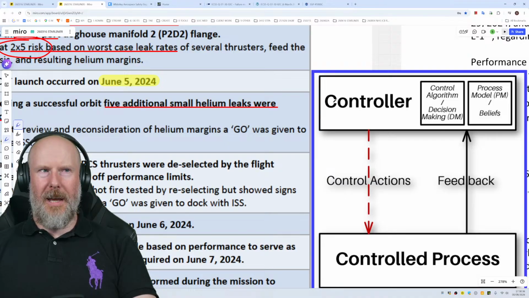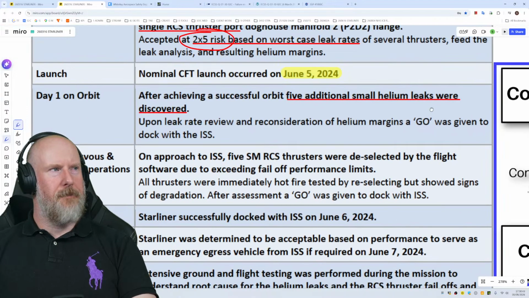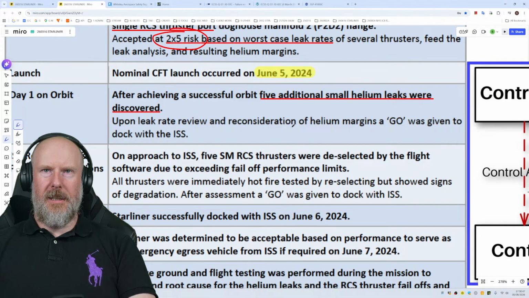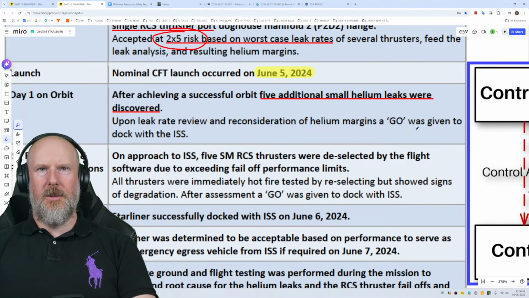What was the feedback that the decision maker, the controller, had to make them aware that they got helium leaks? Upon leak rate review and reconsideration of helium margins, a go was given to dock with the ISS. So again, we've got a control action there.